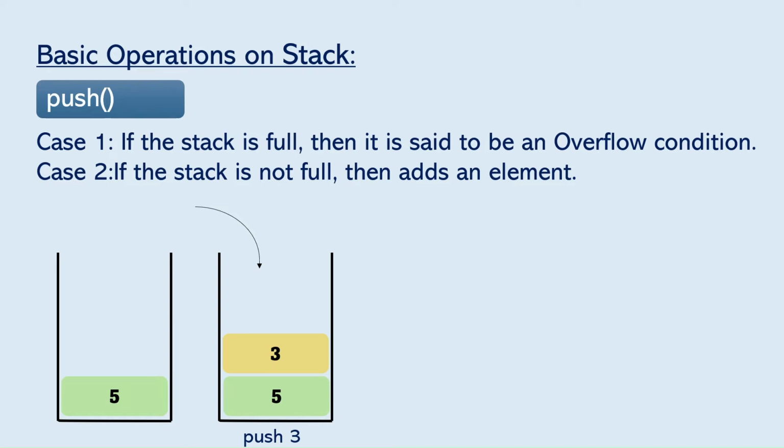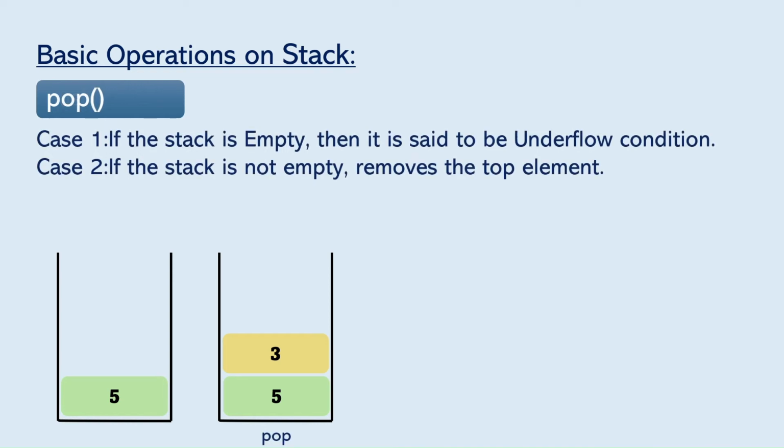Now let's move on to pop. So pop also has two cases. Case 1 says that if the stack is empty, then it is said to be an underflow condition. So let's say the stack is empty and it has no elements. That means that we just can't remove an element. So that is an underflow condition, and if the stack is not empty, then it removes the top element. So let's say we want to pop and the top element is being removed here, which is 3, and now we have only one element in the stack, which is 5.